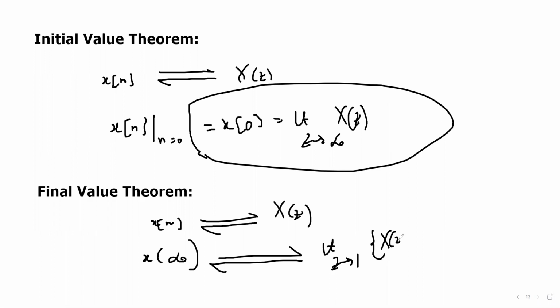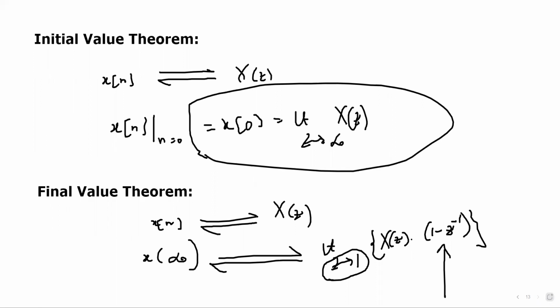X of z will be multiplied with 1 minus z inverse. So why are we going to multiply with 1 minus z inverse? To compensate that z is equals to 1, we are going to multiply with 1 minus z inverse. Okay, these are the basic properties of z transformation.